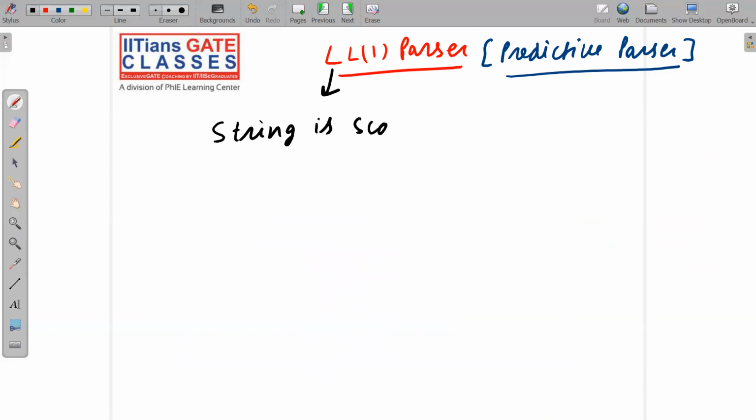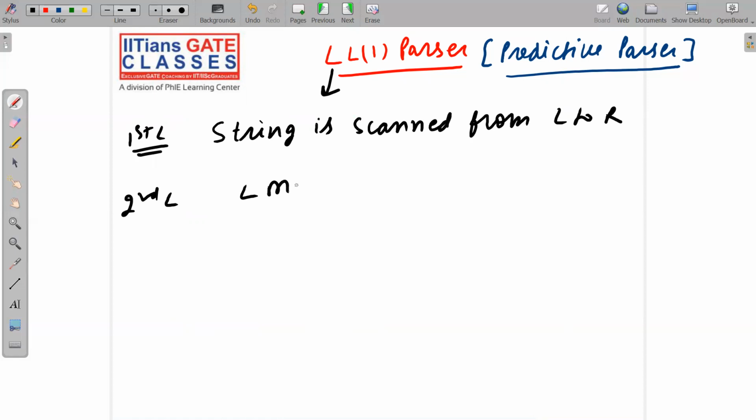The string is scanned from left to right. That is the first L. The second L means LMD: leftmost derivation is applied, or LMD is used. Second L means this.